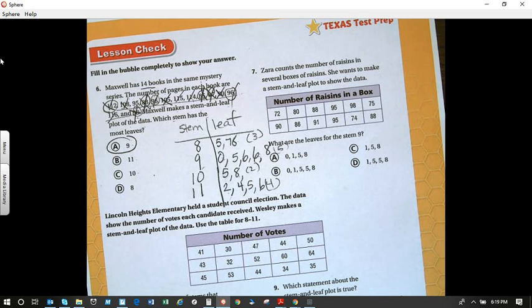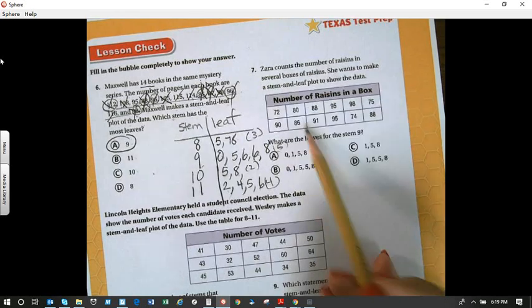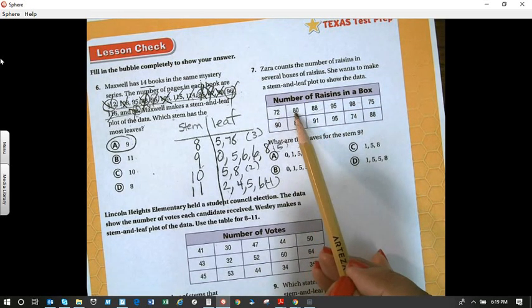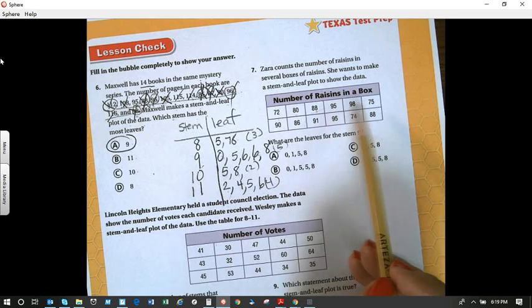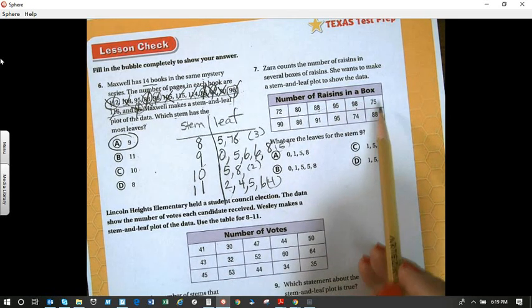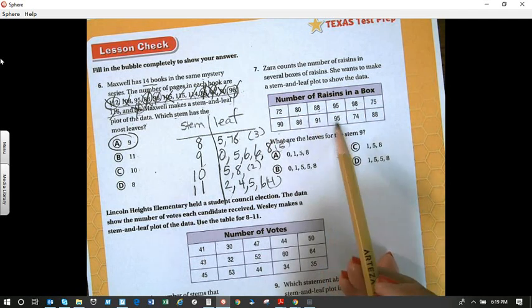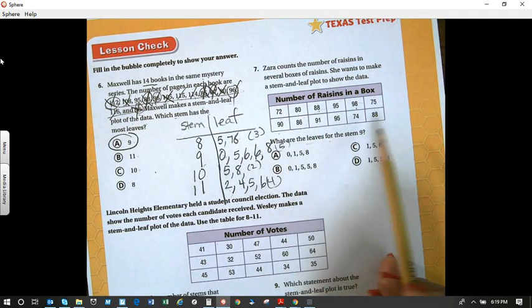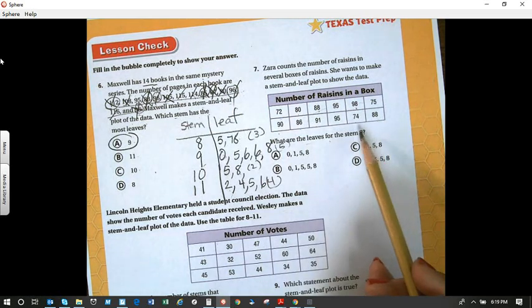All right, number 7. Zara counts the number of raisins in several boxes of raisins. Now, she wants to make a stem and leaf plot to show the data. Well, here's what she did. Number of raisins in a box. There we go. One had 72, one had 80, 88, 95, 98, 75, 90, 86, 91, 95, 74, 88. What are the leaves for the stem? So what leaves are you going to have here?